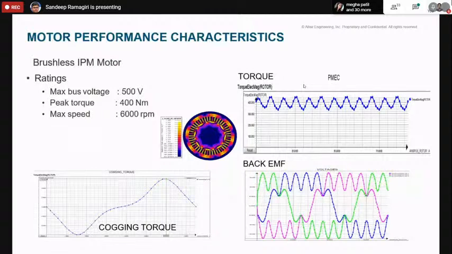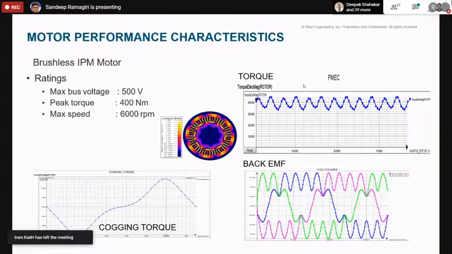So this is the same example that I have considered in Flux Motor. So I have considered it here also. See, these are the results. It is a brushless IPM motor, an interior permanent magnet motor where magnets are buried inside the rotor, and the rating is, as you see, the bus voltage is 500 volts, and the peak torque and the maximum power. And the first one is the cogging torque, as you can see at the bottom. So this is from finite element calculations. We will have similar kinds of results. And then we have the back EMF, and then we can also compute the electromagnetic torque.